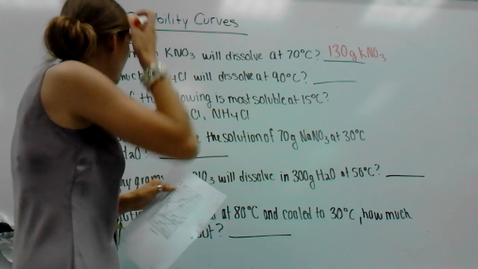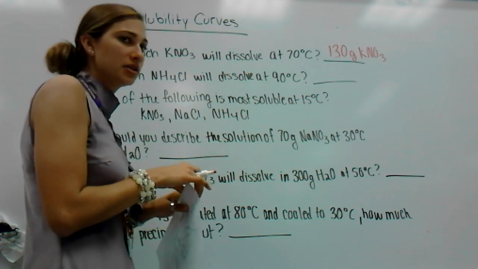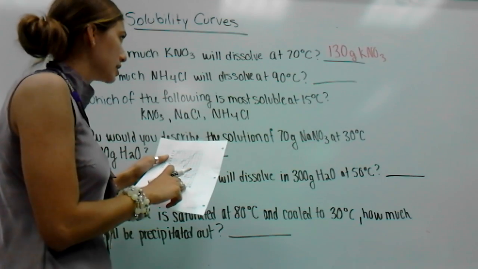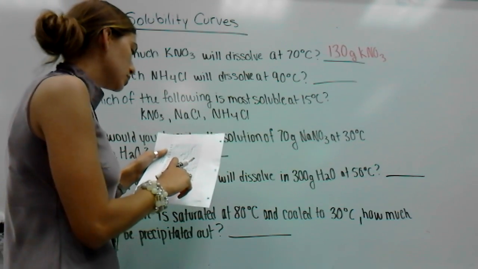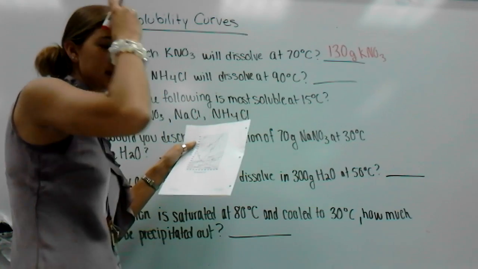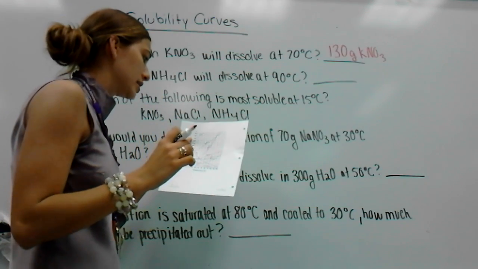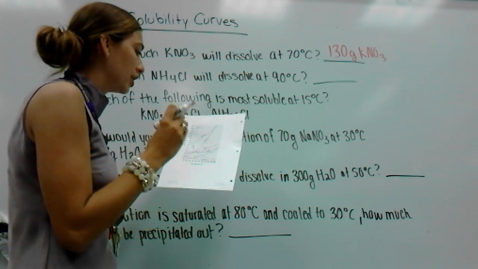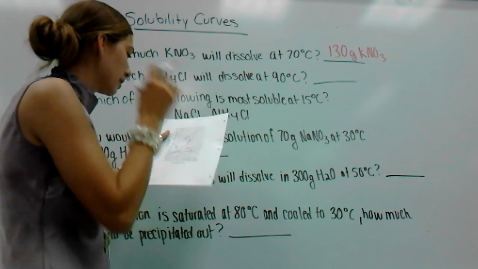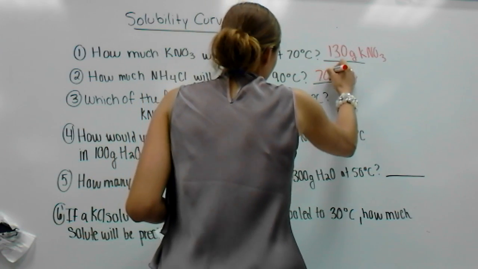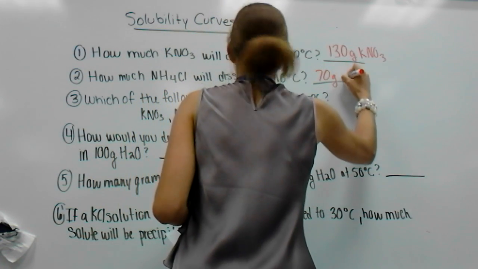Number 2 says how much NH4Cl will dissolve at 90 degrees Celsius. So same process here, you're going to go to 90 degrees Celsius, go up to NH4Cl, so the point where 90 degrees and the saturation line of NH4Cl intersect, and find how many grams are at that point. And here we have 70 grams can dissolve.